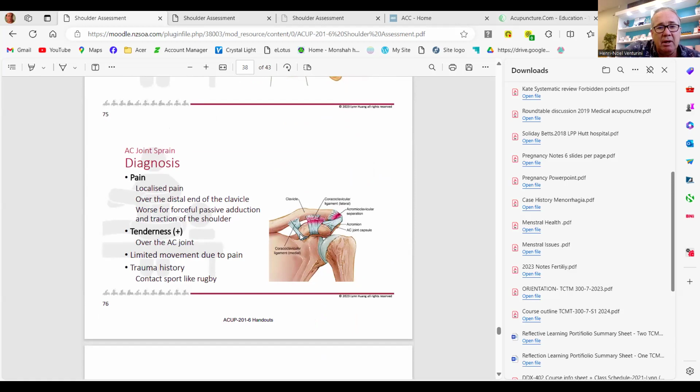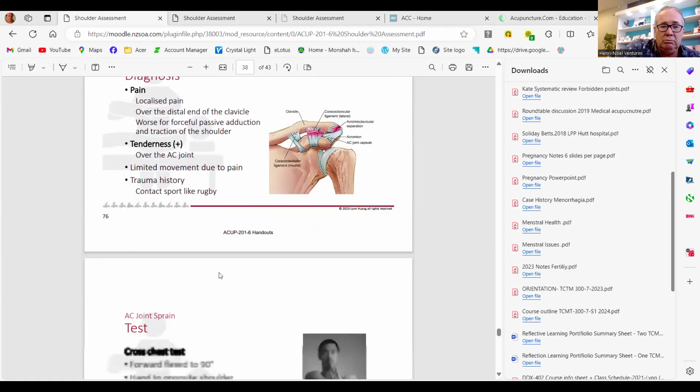So these are the particular ligaments involved in a sprain. As you can see, they're very difficult to palpate and very difficult to find. The only thing is you've got localized pain, that's tenderness over the AC joint, limited range of motion. Is there any trauma or history? So that's a history of trauma, and that's as far as you can go.